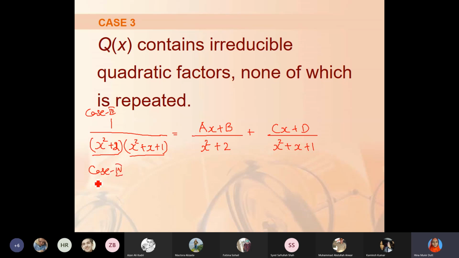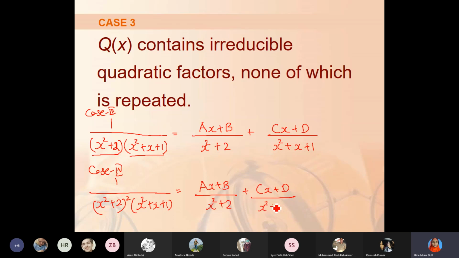And if I have case 4, that is, if I have x square plus 2 whole square, x square plus x plus 1, then I will write ax plus b over x square plus 2, plus cx plus d over x square plus 2 whole square, plus ex plus f over x square plus x plus 1. I have 6 unknowns that need to be determined. And then after, I have to do the integration.